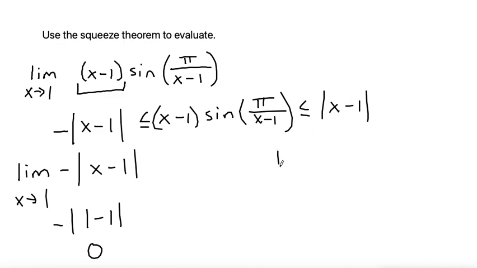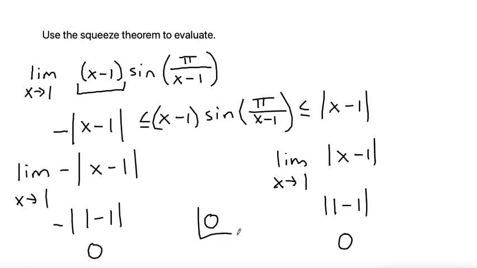Same thing for this side. If we take the limit as x approaches 1 of the positive absolute value of x minus 1 and do direct substitution, that's the absolute value of 1 minus 1, which is also 0. So since these two match, the answer to the question would be 0.